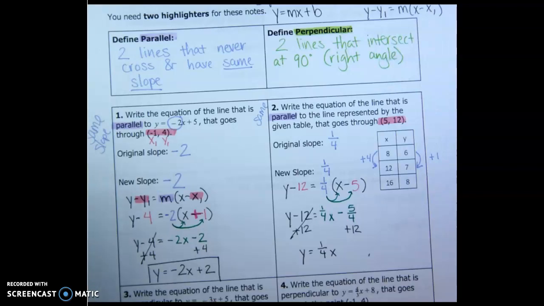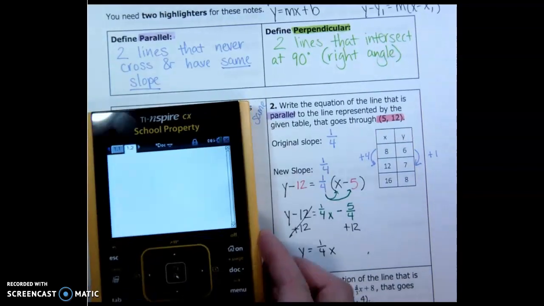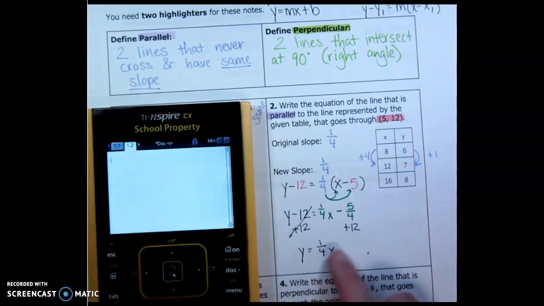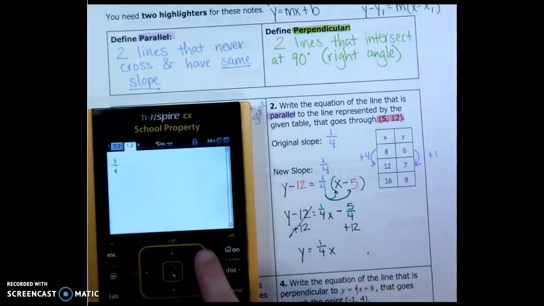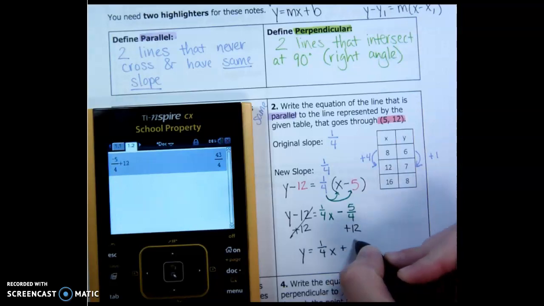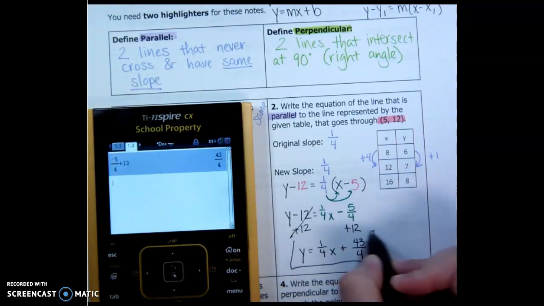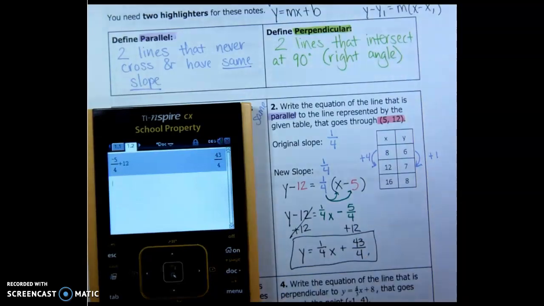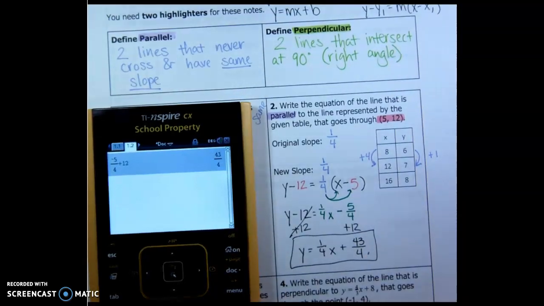Everyone grab your calculator. I'm going to put negative 5/4. Okay, negative, control divide, 5 over 4, plus 12. Ew, gross. What an ugly fraction. I don't care. It's going to stay that way. Ta-da! Is that a pretty number? No. But we have a calculator for situations like that.